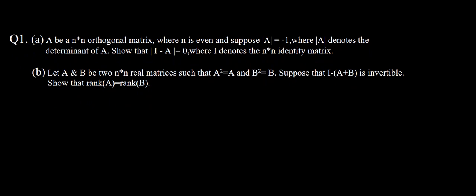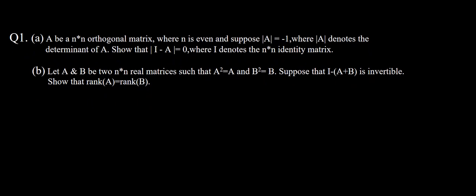Part A: let A be an n cross n orthogonal matrix. So we have been given a matrix A, which is an n cross n matrix and also an orthogonal matrix. What do we know about an orthogonal matrix? An orthogonal matrix says that A dash, which is basically A prime, will be 1 by A, because A is orthogonal.